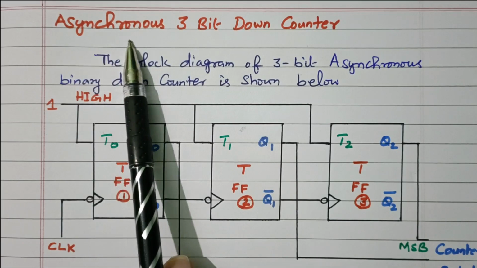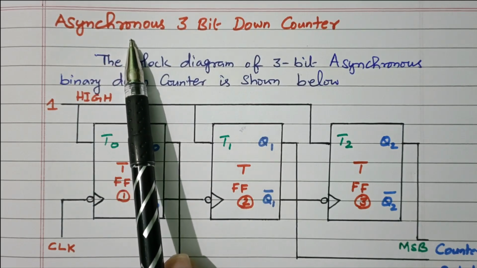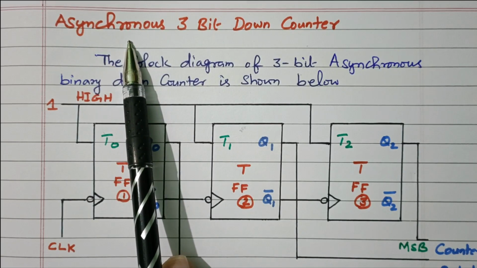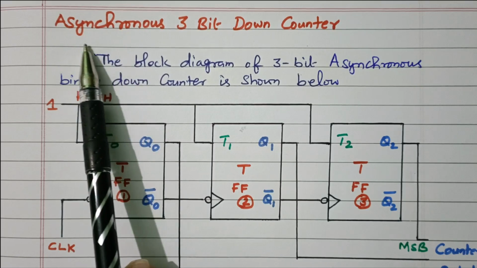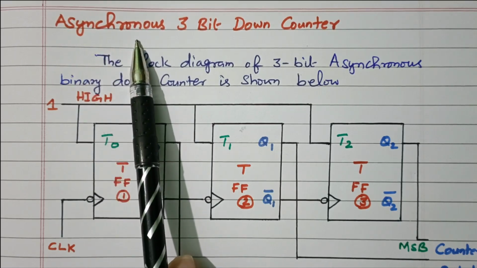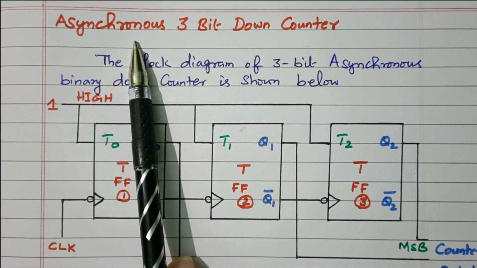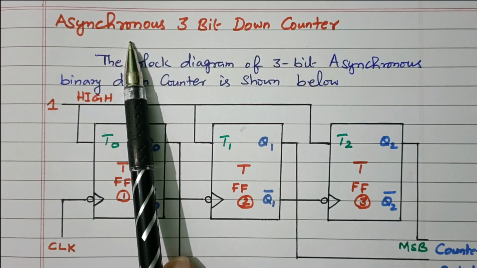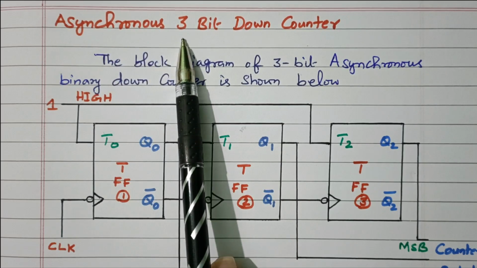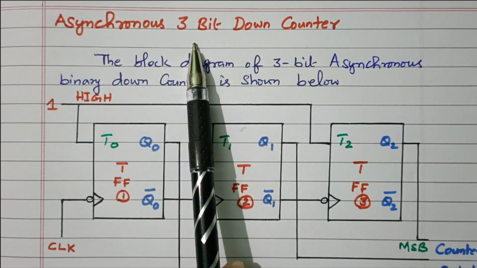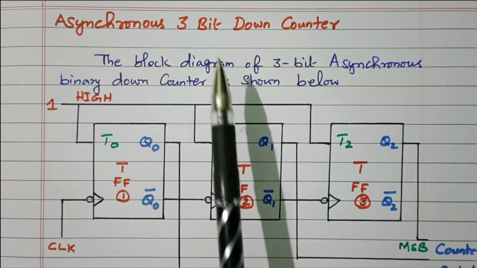There are two types of counter available, synchronous and asynchronous. Synchronous means all the flip-flops will receive the same clock pulse, so the states will change simultaneously. But in an asynchronous counter, the clock pulse is given to only the first flip-flop. The second flip-flop is connected with the output from the first flip-flop, and like that it is connected. So the sequence is not executed simultaneously. That is called an asynchronous counter. There are 8 combinations, starting from maximum to minimum, 111 to 000.